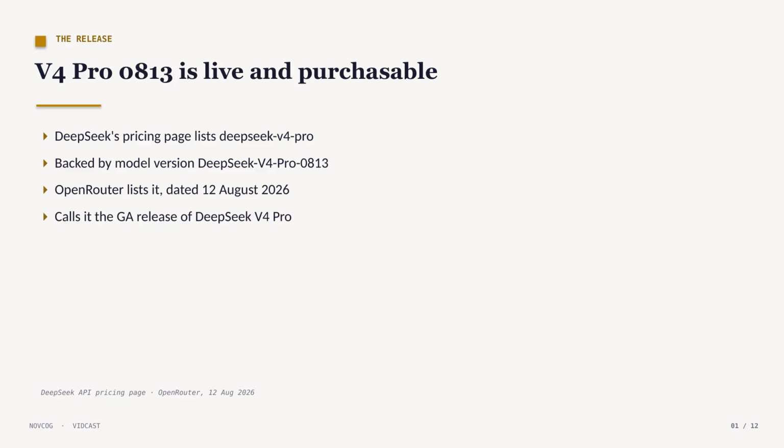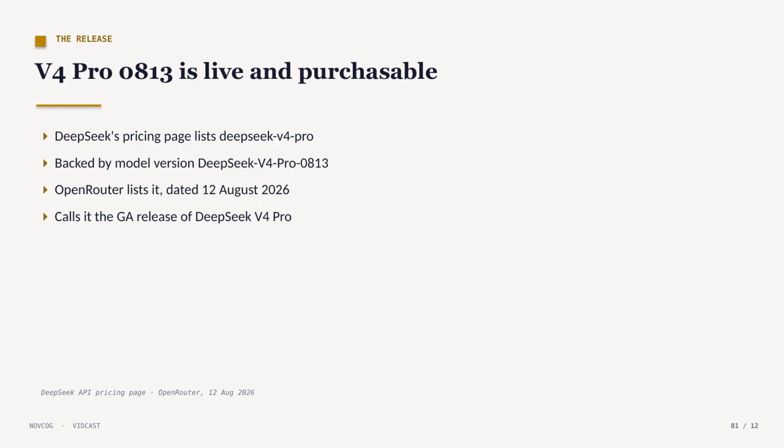DeepSeek just shipped its flagship as a full release, V4 Pro, version 0813. The price works out to roughly 1/46 of a blended Fable 5 workload. The claimed agent benchmark gains look enormous, and every one of those numbers comes from DeepSeek itself. Nobody outside the company has checked a single one. Here is what is solid, what is claimed, and what is wrong.